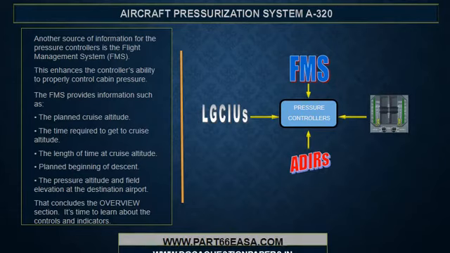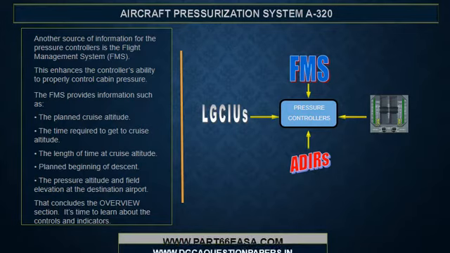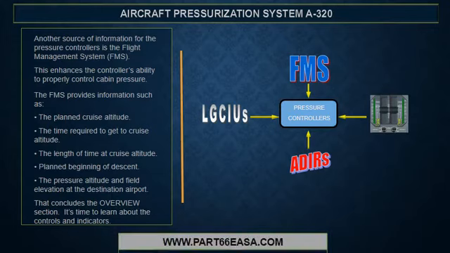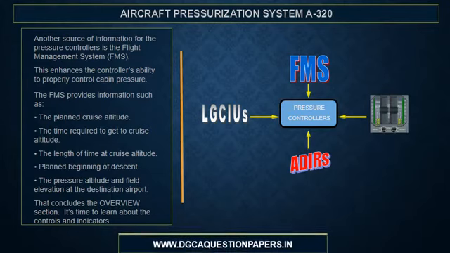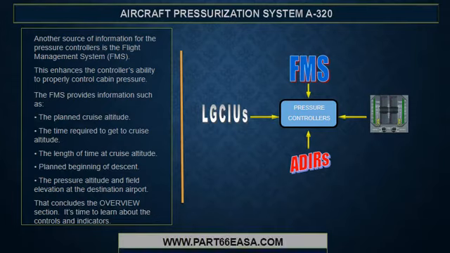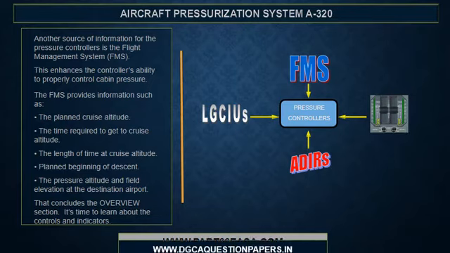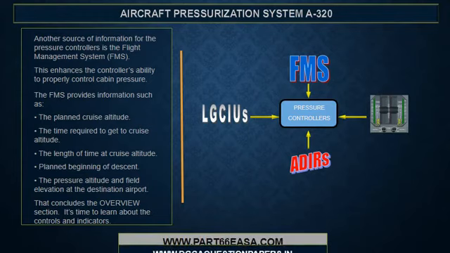Another source of information for the pressure controllers is the Flight Management System, FMS. This enhances the controller's ability to properly control cabin pressure. The FMS provides information such as the planned cruise altitude, the time required to get to cruise altitude, the length of time at cruise altitude, planned beginning of descent, and the pressure altitude and field elevation at the destination airport.